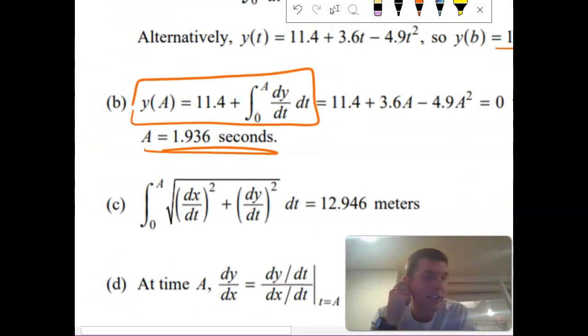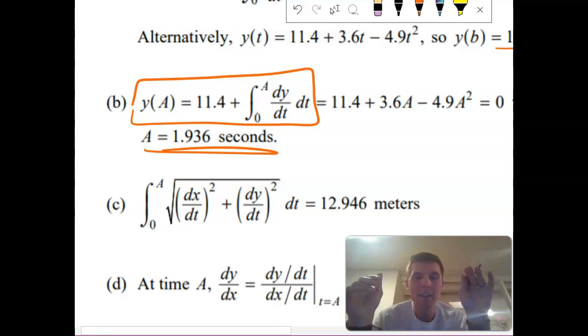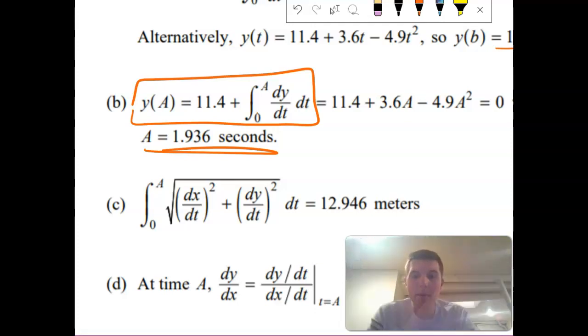This is one of those examples. Here's my biggest suggestion: if you couldn't get B, if you were struggling to find that time, make something up. This is an example where if you don't have an answer for B, you can't do C. So write something down. Say, hey, A is 2 seconds, 3 seconds, 4 seconds. I don't care. Make it up and then use it for part C.